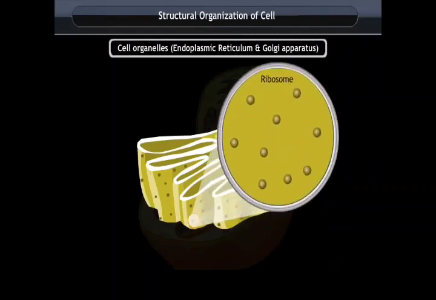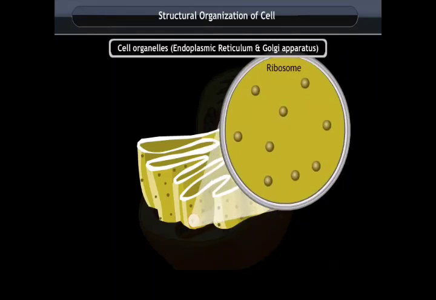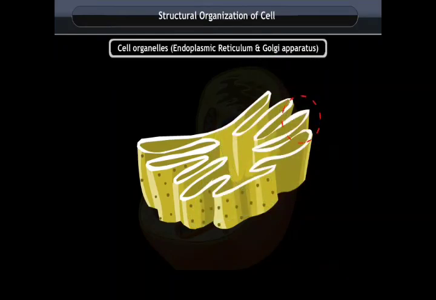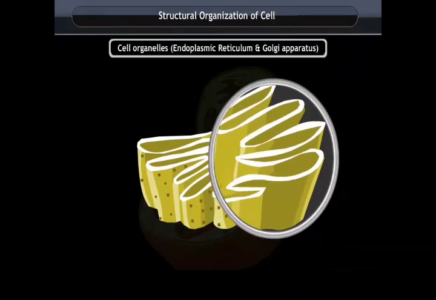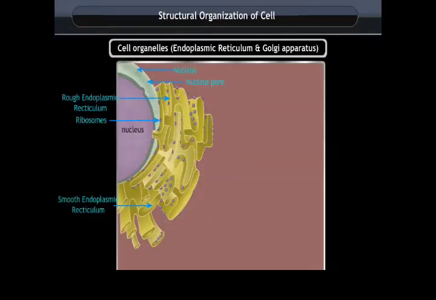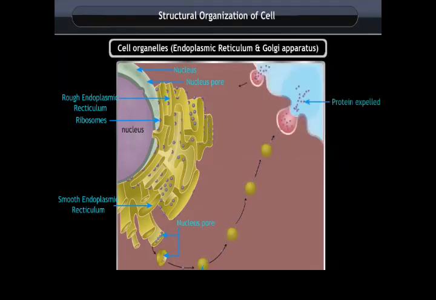RER looks rough as ribosomes are attached to its surface. Ribosomes are the sites of protein manufacture. The SER helps in the manufacture of fat molecules or lipids. Endoplasmic reticulum serve as channels for the transport of materials between various regions of the cytoplasm or between the cytoplasm and the nucleus.